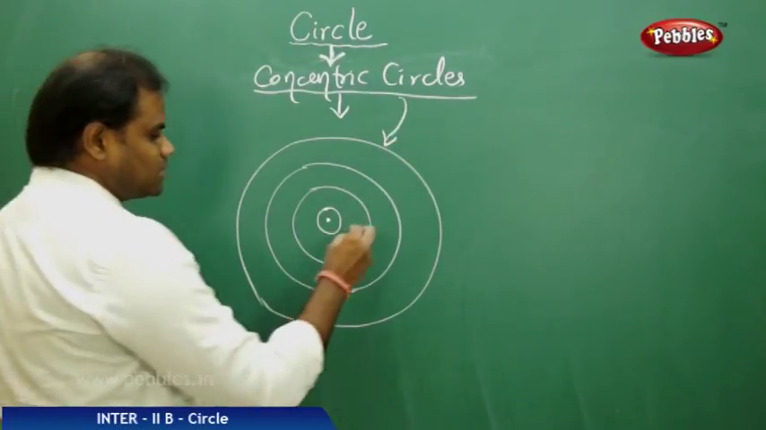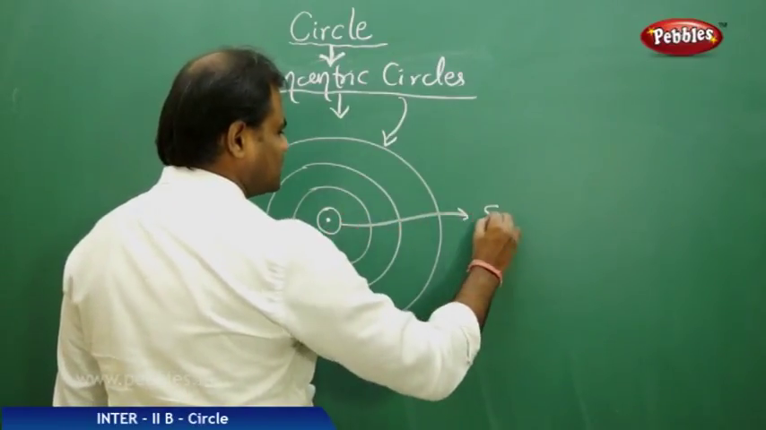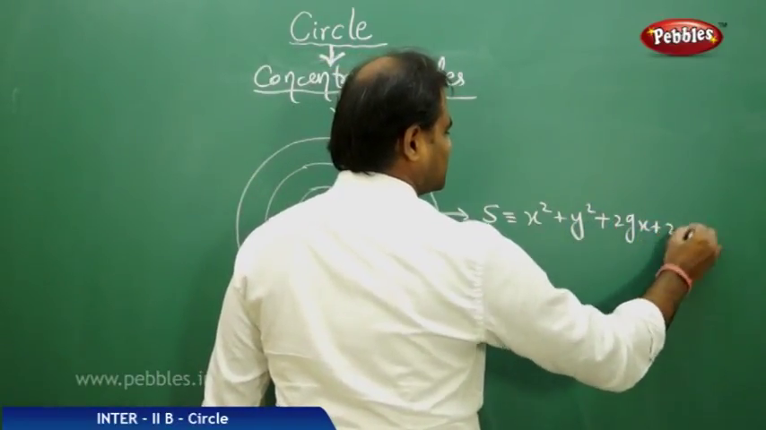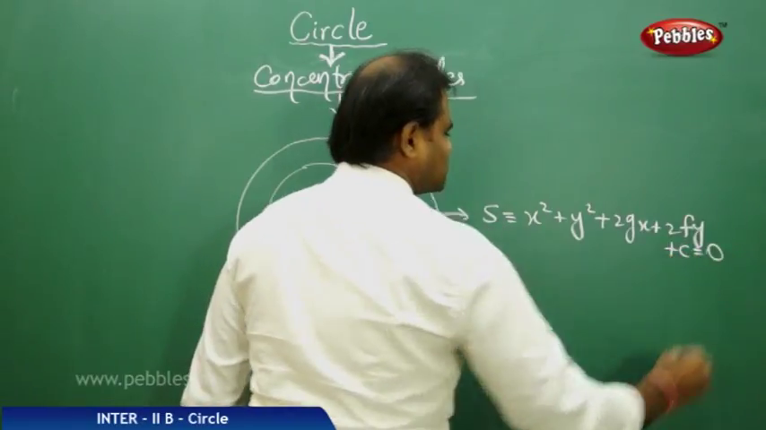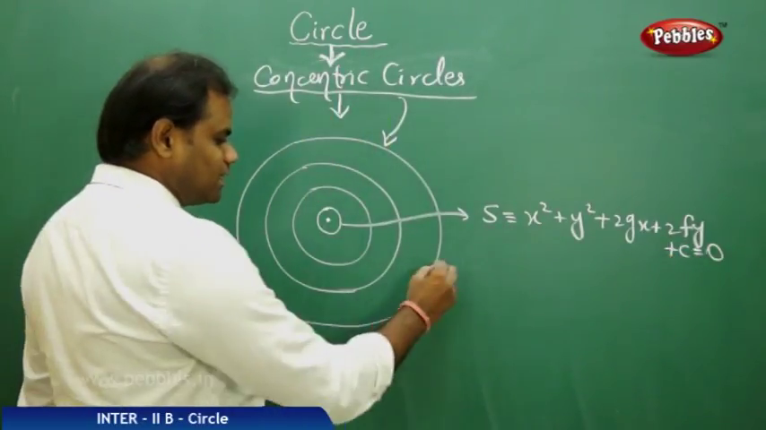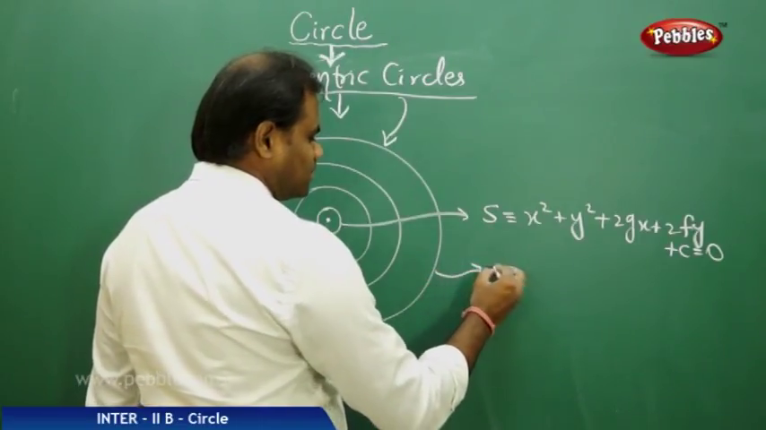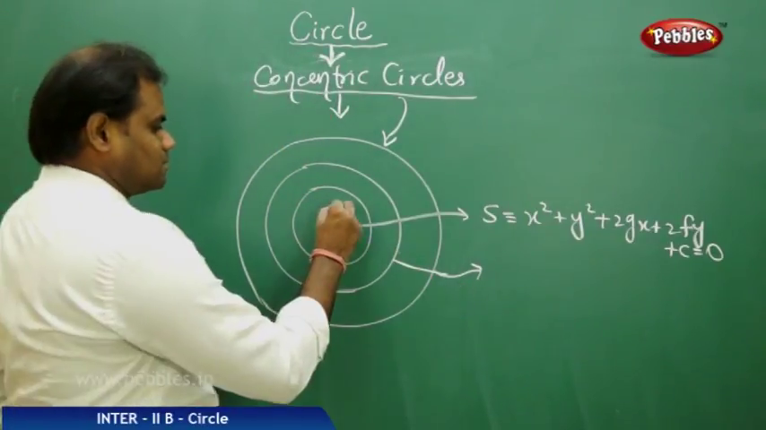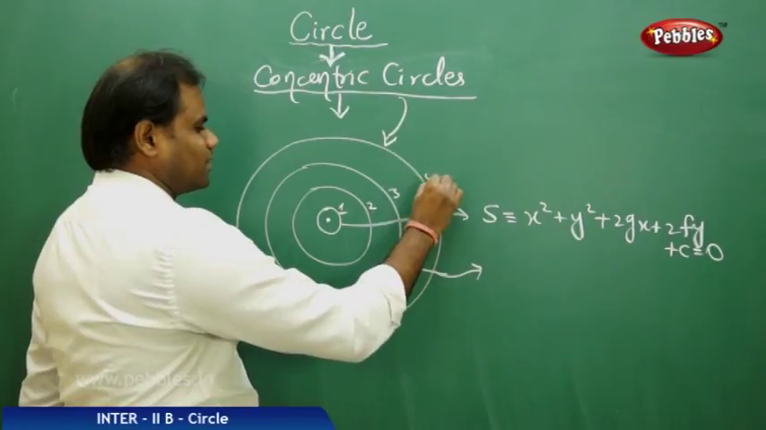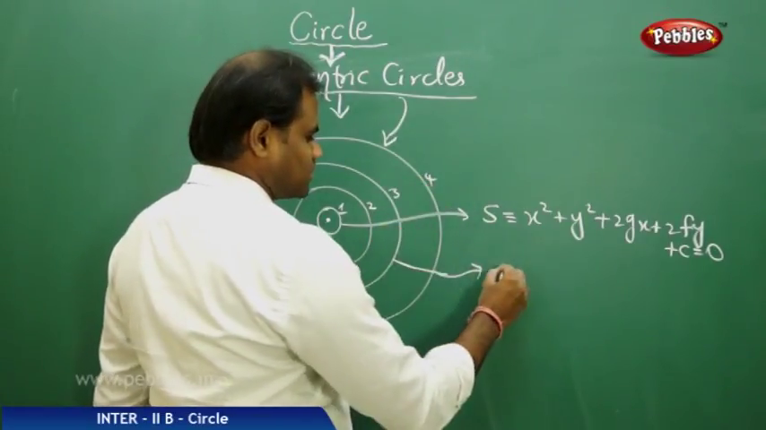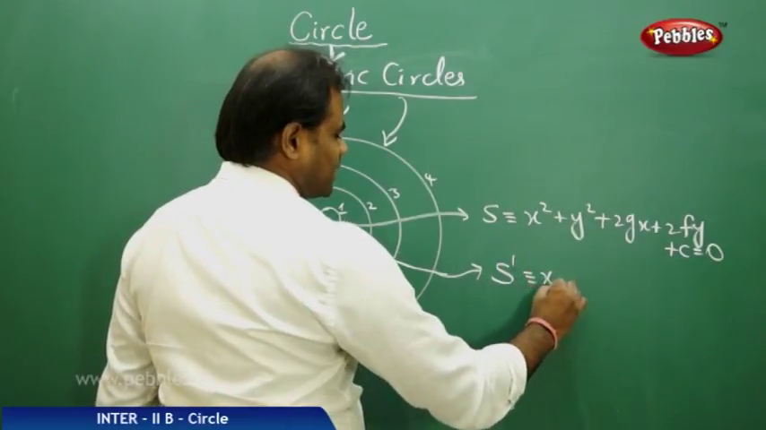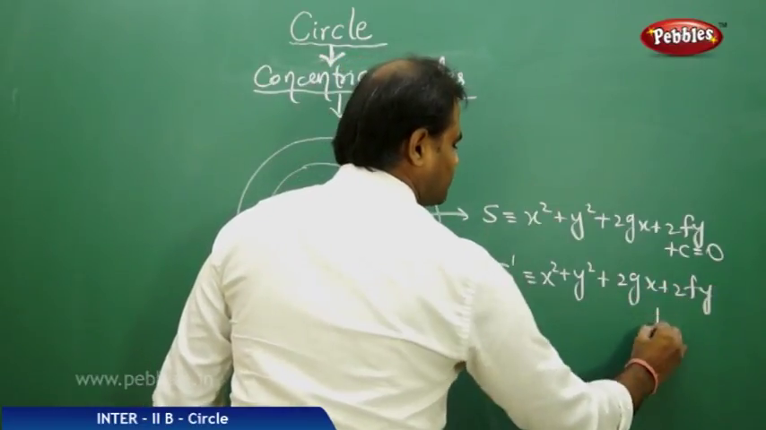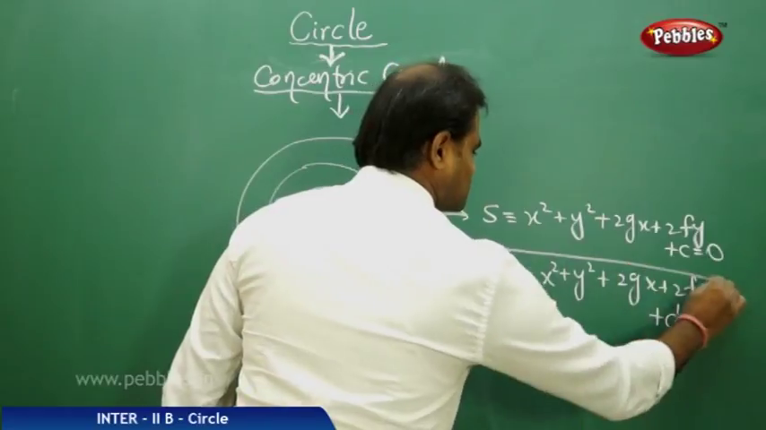Now here, let me say the equation of this circle is S is x squared plus y squared plus 2gx plus 2fy plus c equal to 0. Then the equation of any other concentric circle, say I take this which is concentric with this, is 1, 3 and 4. So the circle 3 which is concentric with this is given by S dash, that is x squared plus y squared plus 2gx plus 2fy plus c dash equal to 0.